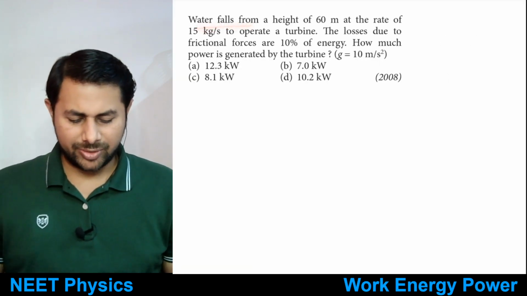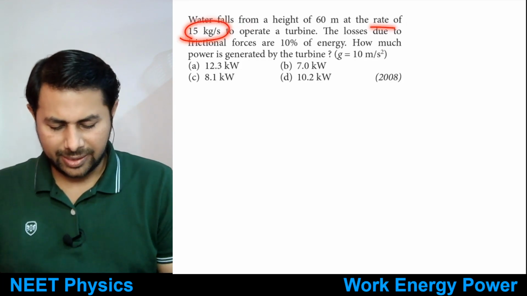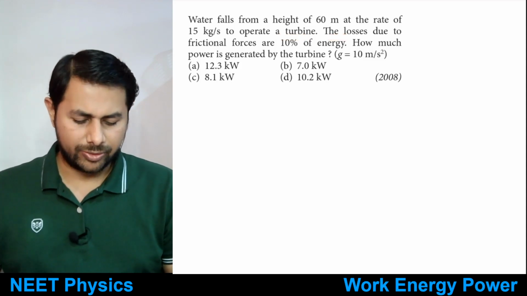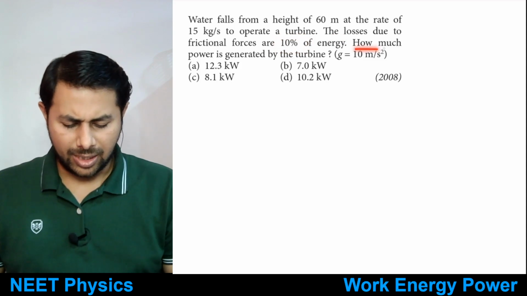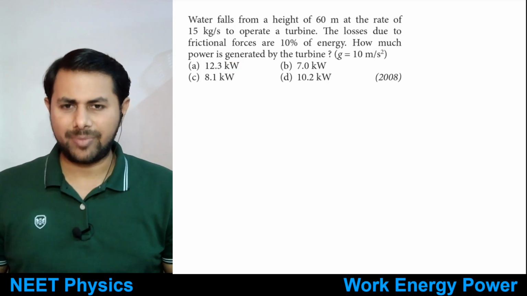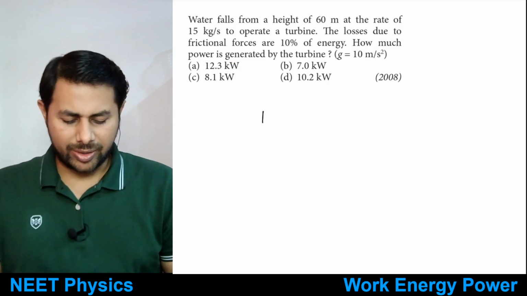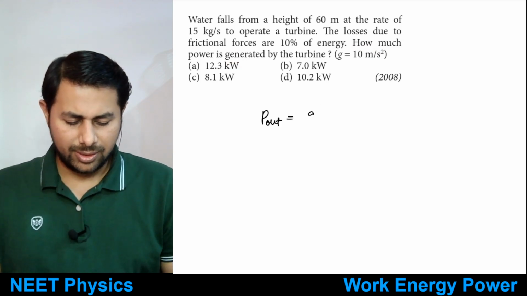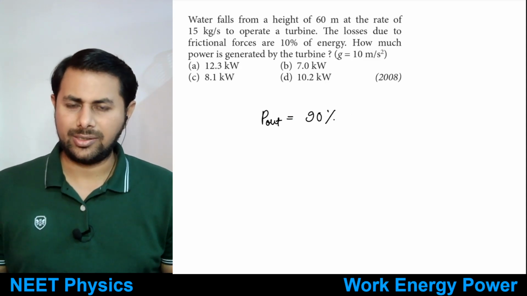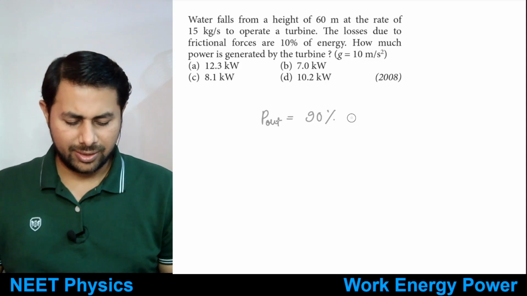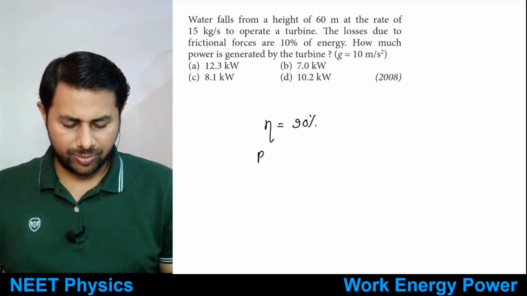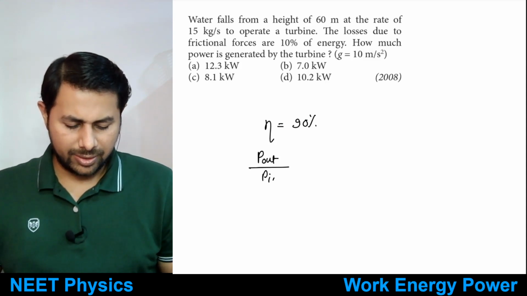Water falls from height of 60 meters at the rate of 15 kgs per second to operate a turbine. The losses due to frictional forces are 10% of energy. How much power is generated by the turbine? So this is simple. Loss is 10% means output power is equal to 90% of input power, right? Loss is 10% means efficiency is 90%. So efficiency is 90% means output power by input power is equal to what?